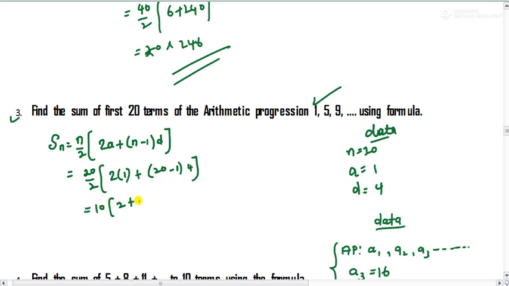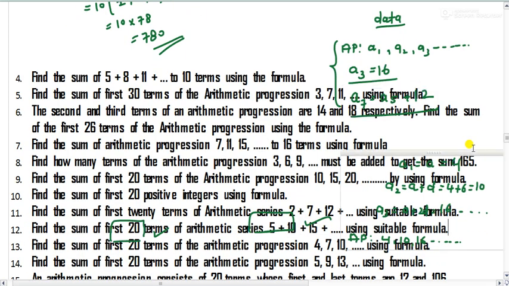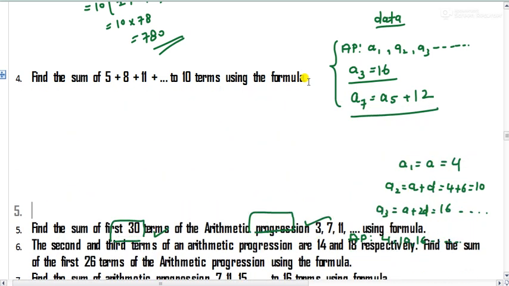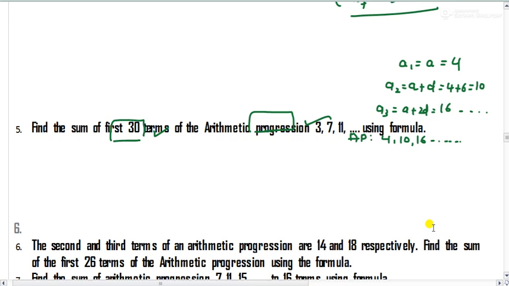So 19 fours are how much? I will write directly. 19 into 4 is 76. Yes. So 10 into 78, 780. It's very easy. Such questions have been asked several times. Now the next question will be in the same format. Here again a, d, n are given. So use the Sn formula, you will get it directly. So I'll skip that question as well. Is it okay? You can solve it. Correct.